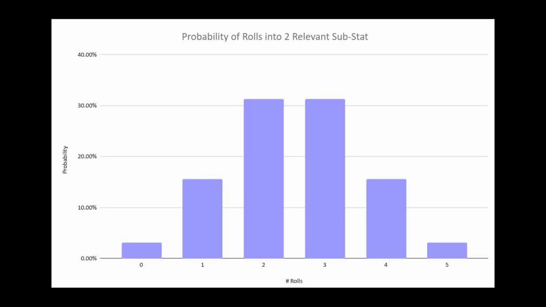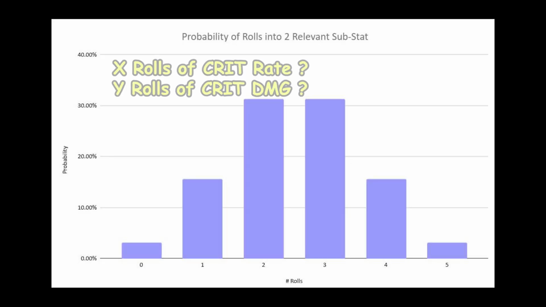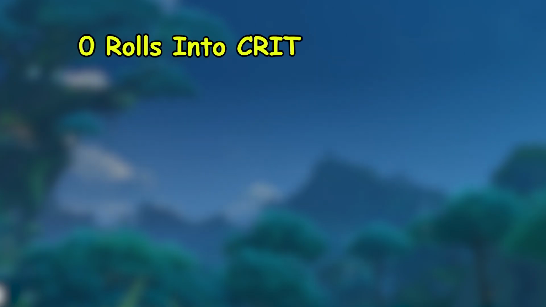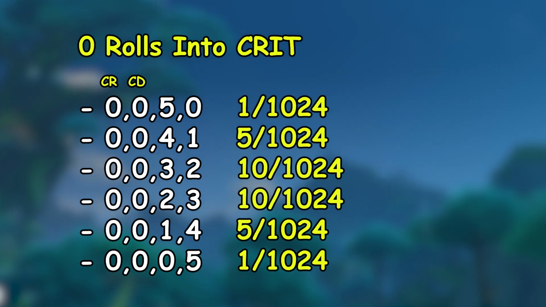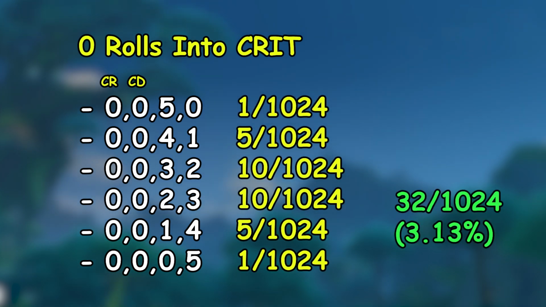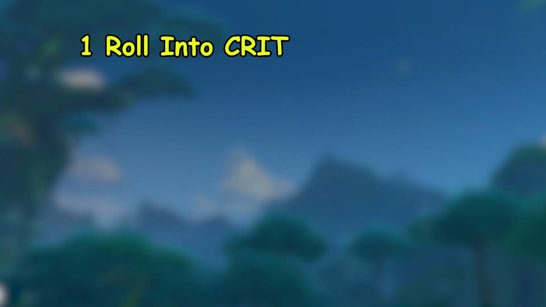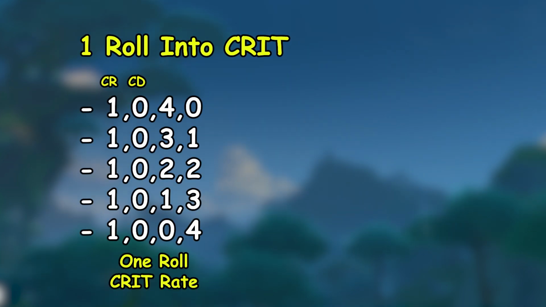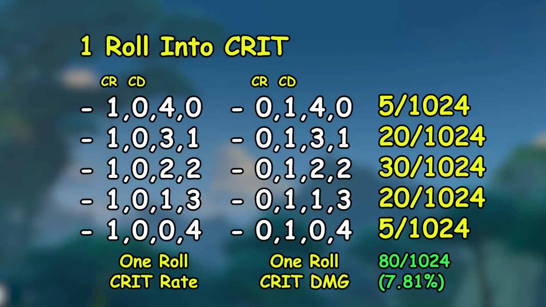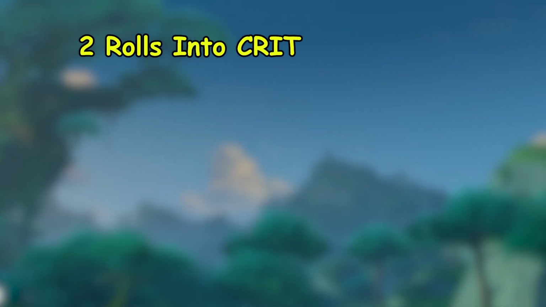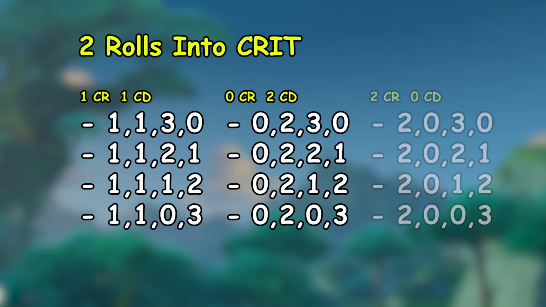We can also break down these probabilities further into the number of times each relevant substat was rolled. Starting off with 0 rolls, there are 6 different outcomes. Summing the probabilities will give us 3.13%. Next, for 1 roll, half the outcomes would result in 1 roll of crit rate, while the other half would result in 1 roll of crit damage. This gives us 7.81% for each result. For 2 rolls, there are 3 different results with 4 different outcomes each.